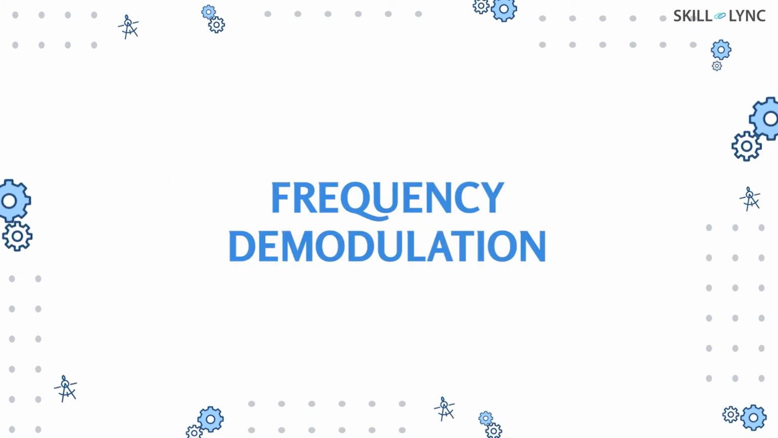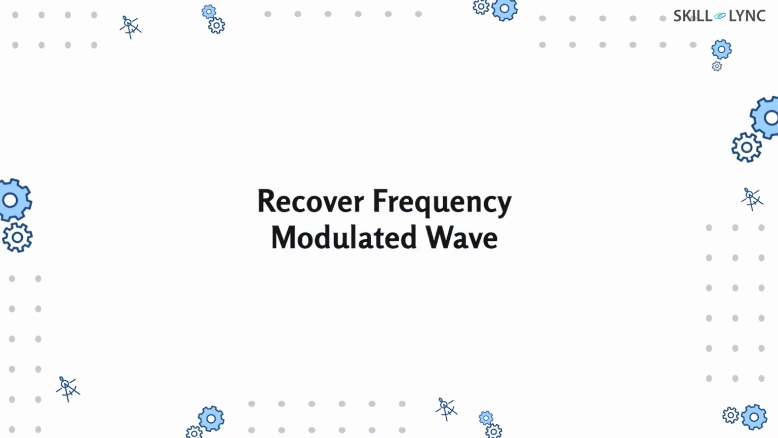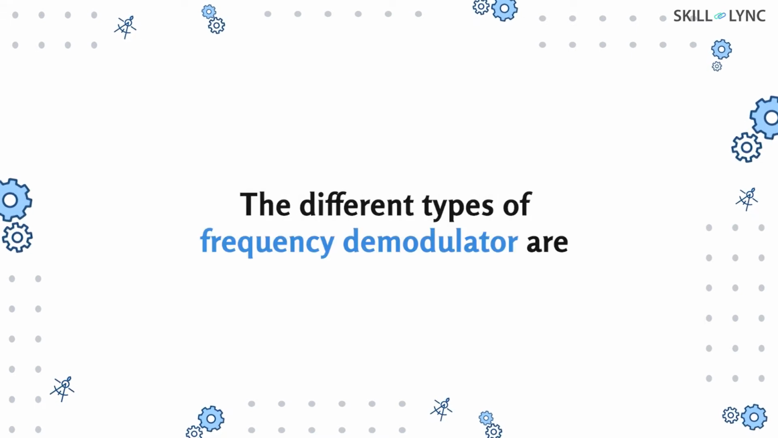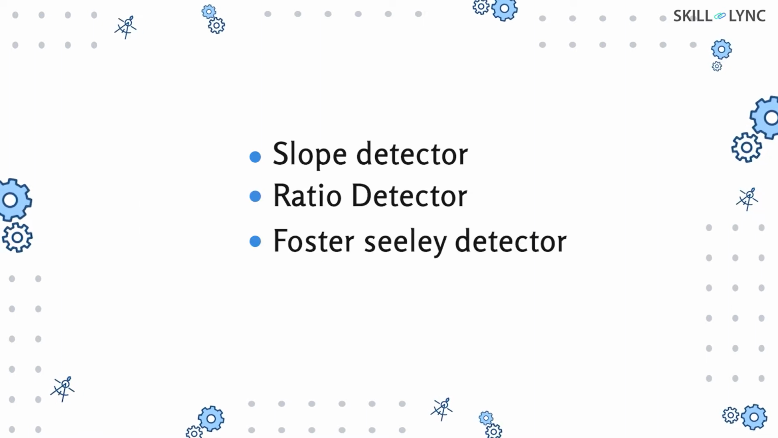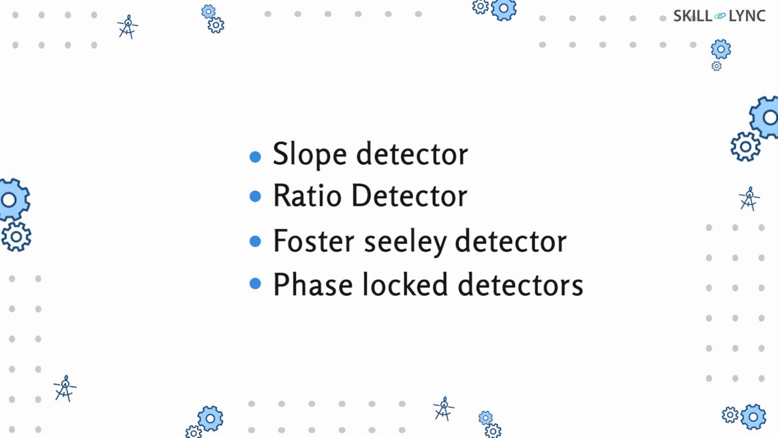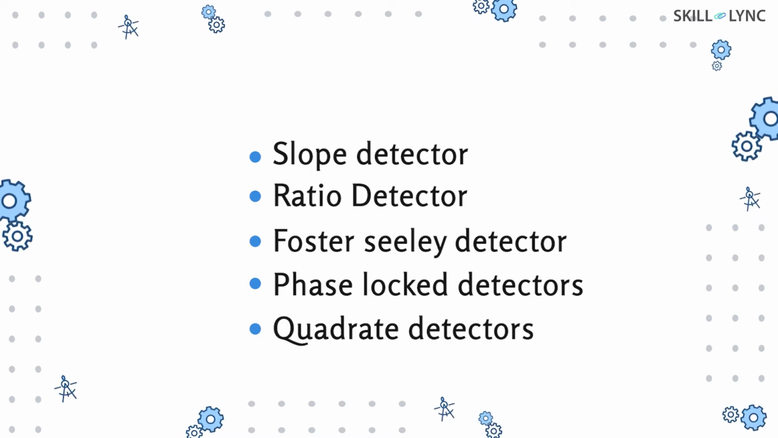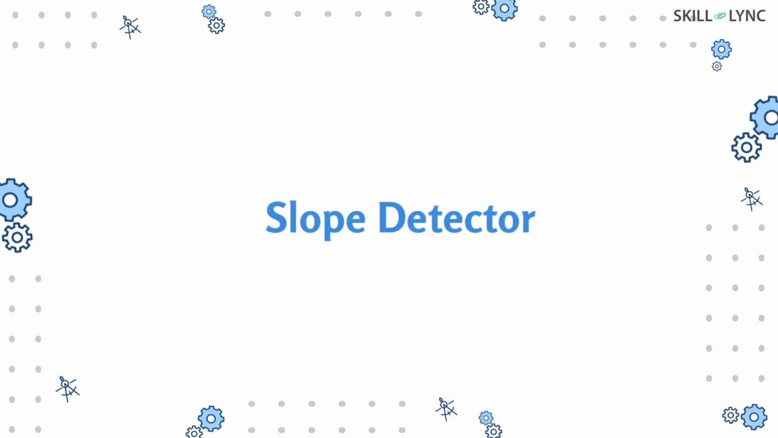Next, we look into frequency demodulation techniques. Frequency demodulation is used to recover frequency modulated waves. The different types of frequency demodulators that are commonly used are slope detectors, ratio detectors, Foster-Seeley detectors, phase-locked detectors, and quadrature detectors. First, let's discuss the slope detector.